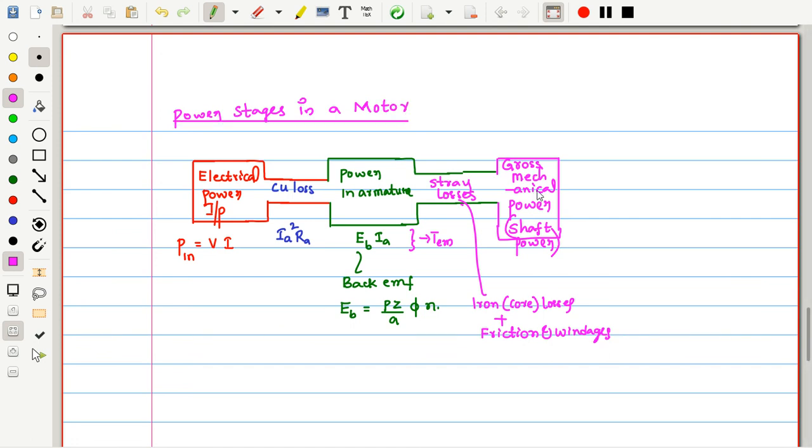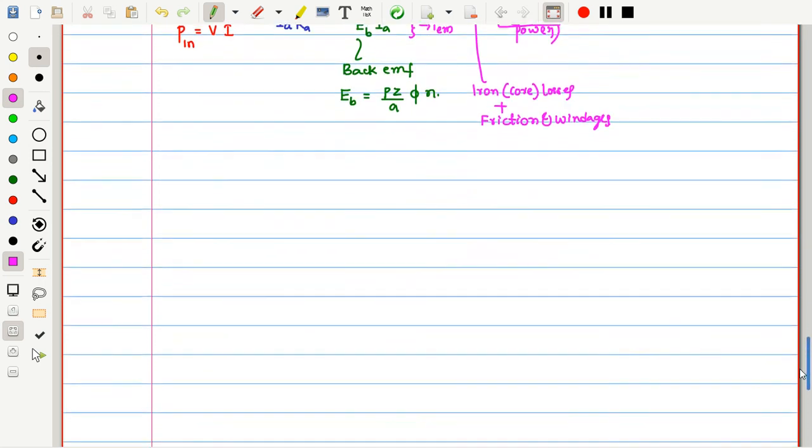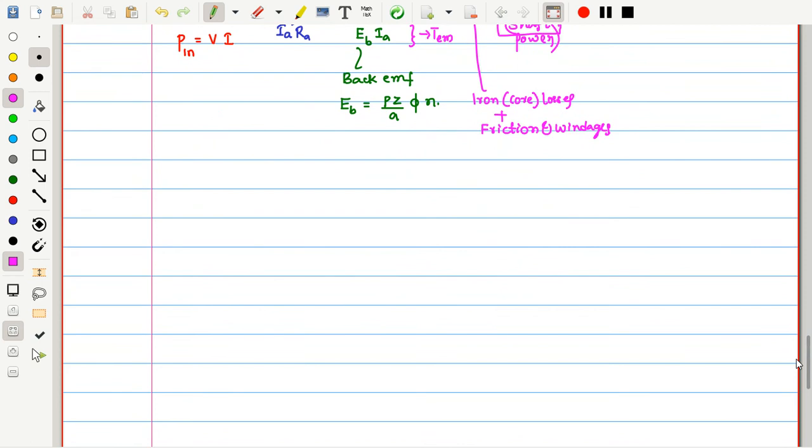It is just the reverse of the diagram we had seen for the generator. How? Initially the mechanical power, that is the prime mover output, then stray losses, followed by the power developed in the armature, then copper losses, then electrical output power, like that. Just the reverse diagram we had seen. Now let me discuss some more details about the different kinds of torques here. You should understand this torque very clearly.